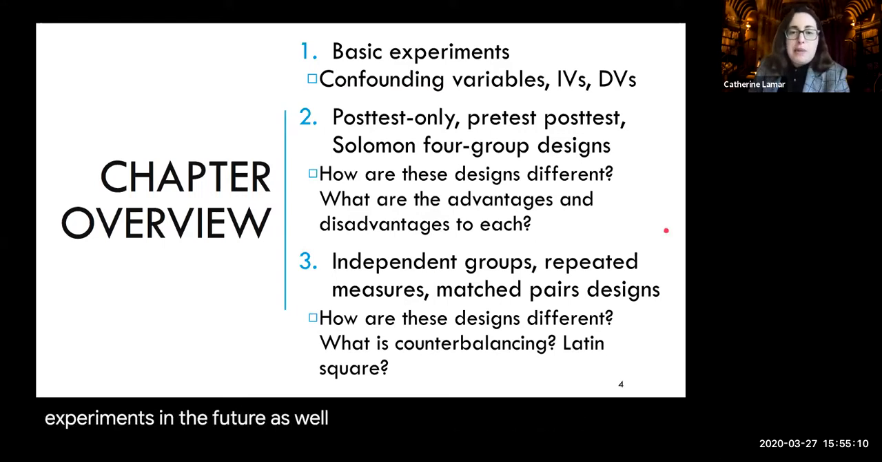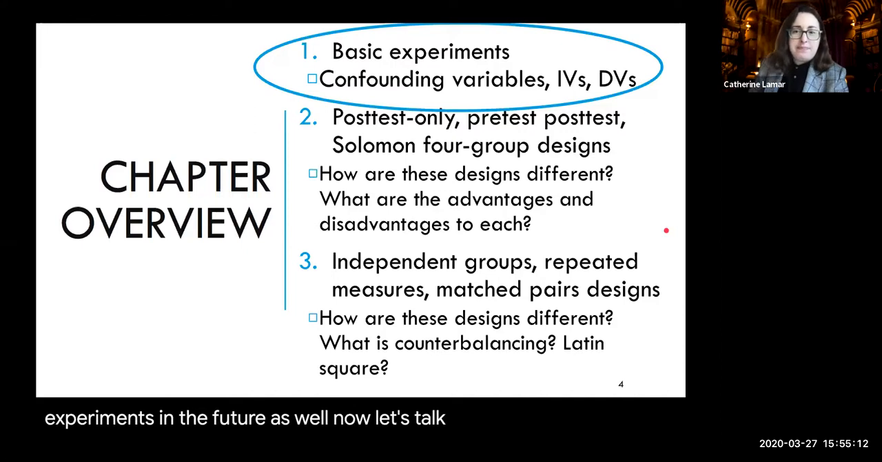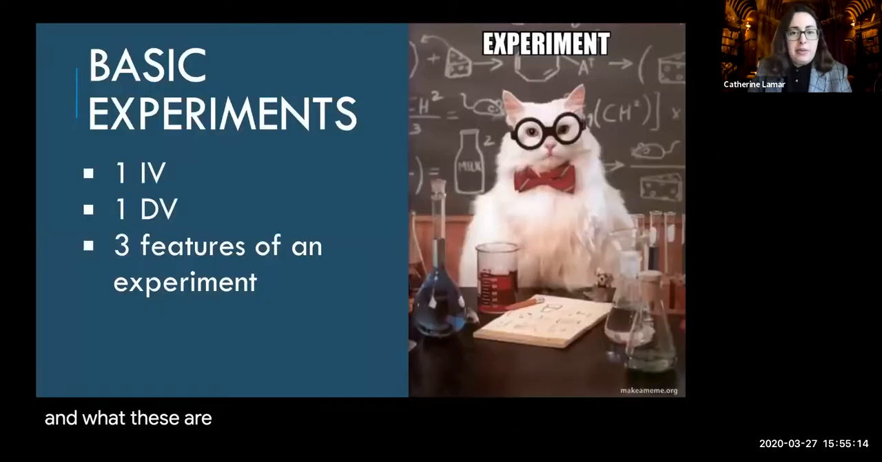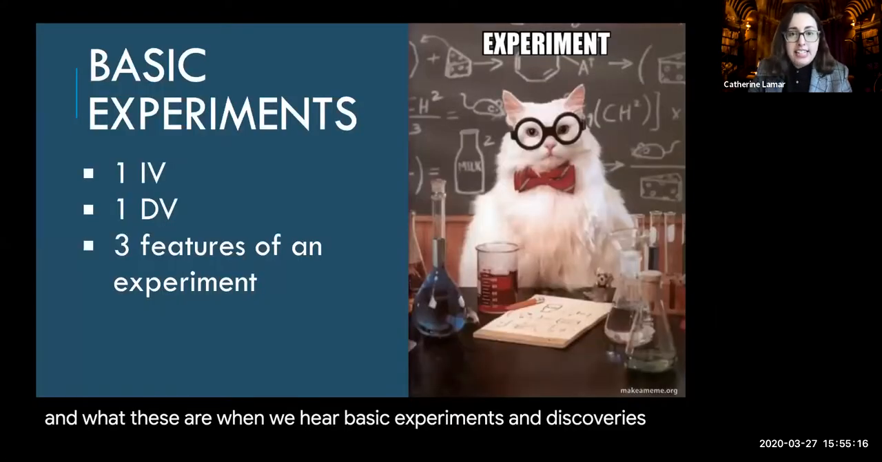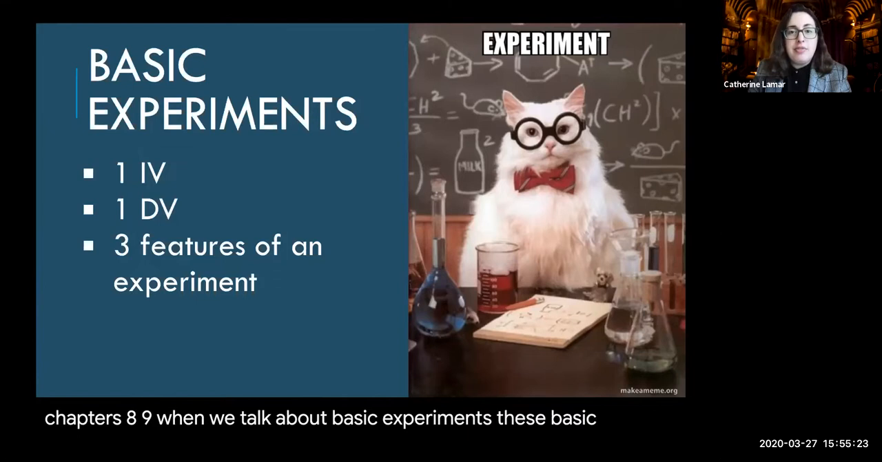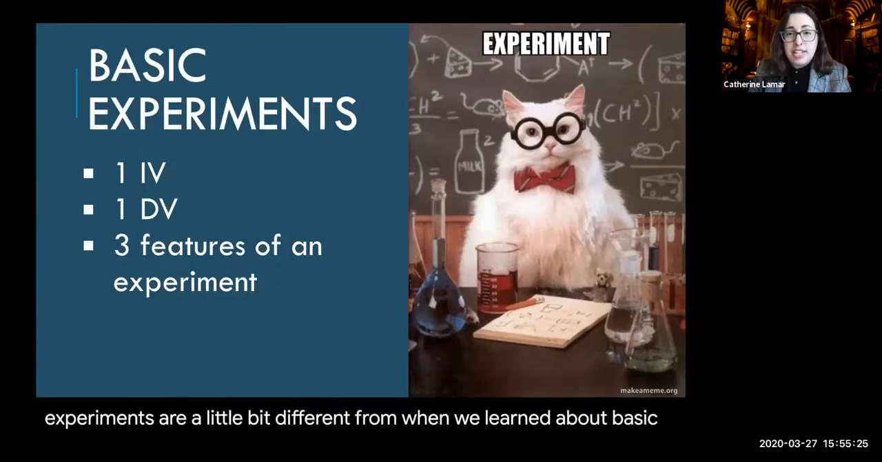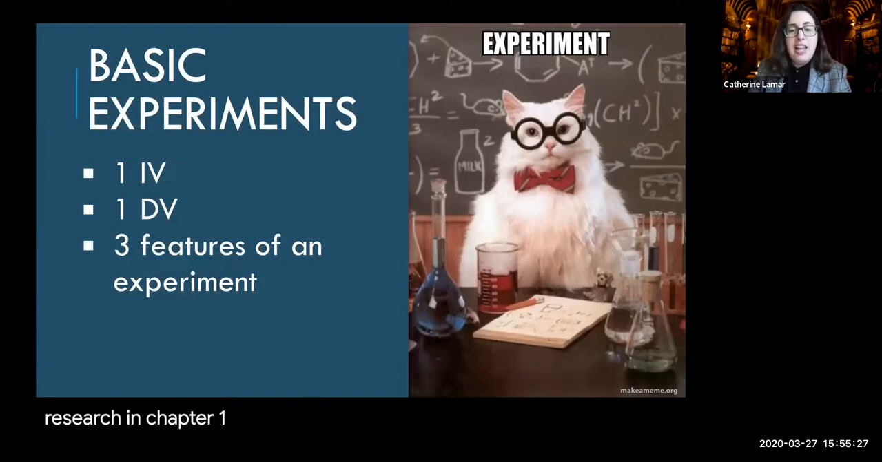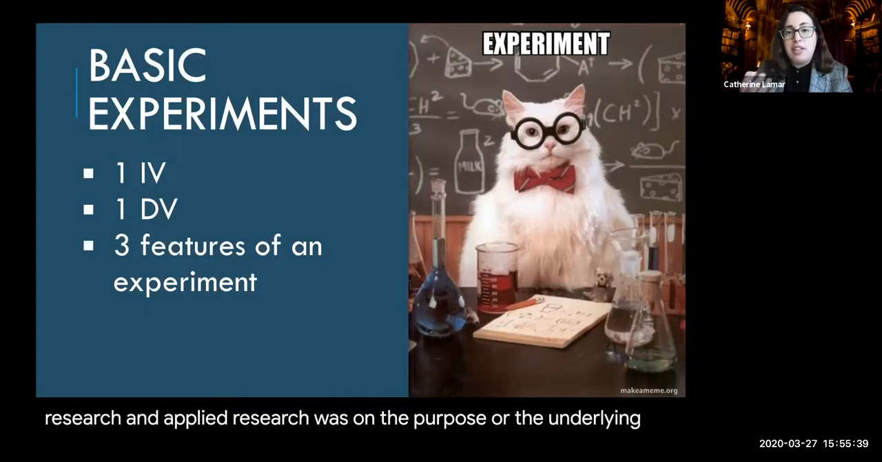Now let's talk about basic experiments and what these are. When we talk about basic experiments, as we discuss in chapters 8 and 9, these basic experiments are a little bit different from when we learned about basic research in chapter 1. In chapter 1, we learned about basic and applied research, and the focus of that distinction between basic research and applied research was on the purpose or the underlying motivation for conducting a study.